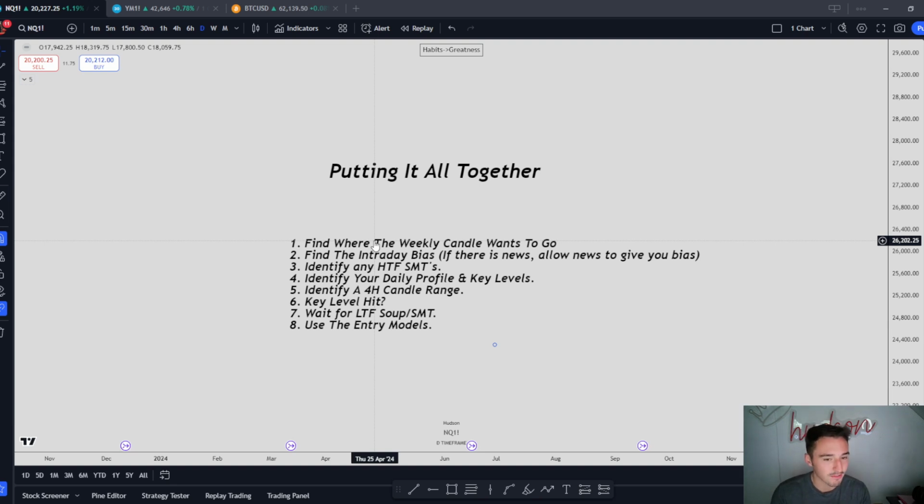After that, identify any higher time frame SMTs, a 4-hour, 1-hour SMT, even a daily SMT is cool too. Say to yourself, okay, well, there's an SMT at this high, so if there is a strong reaction from this SMT, we're going to go the opposite way, right? So pretty simple. After that, identify your daily profile and key levels, right?